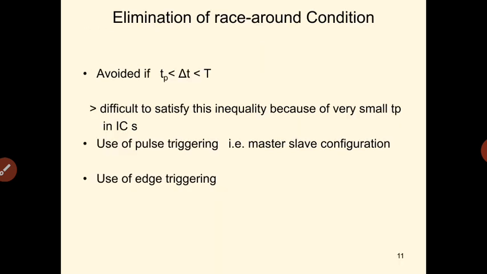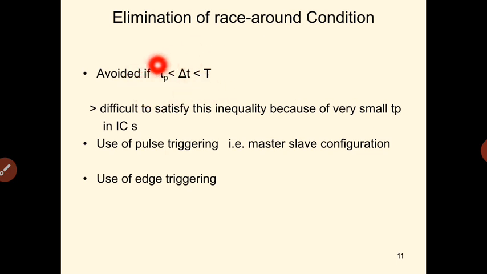For elimination of race around condition, one way is that it can be avoided if TP is less than delta t, which is less than the time period of the clock signal. It is difficult to satisfy this inequality because of the very small TP in ICs. So this is the theoretical condition, but not practically feasible.